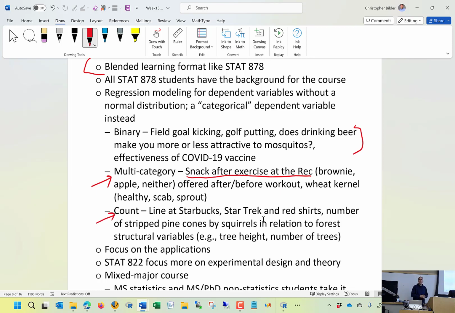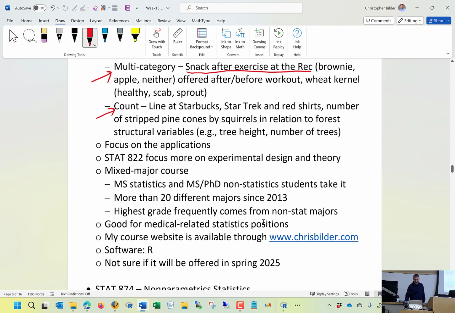And also you can have a count variable like 1, 2, 3, 4, 5, and so on. An example I like to often talk about is the number of people on the Star Trek TV show, the number that die. Does it really matter what kind of uniform you have? If you have a red shirt for your uniform, a yellow, or a blue. And so we can use statistical regression models to figure that out.